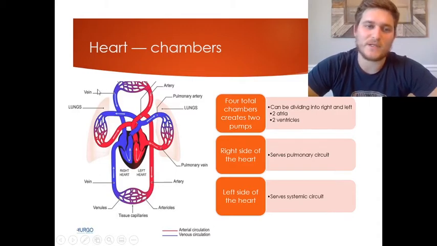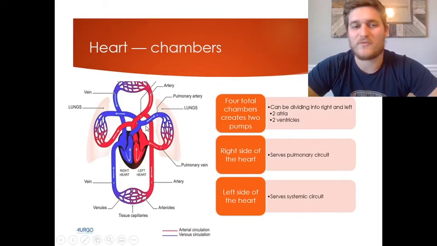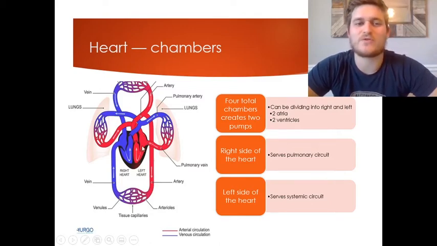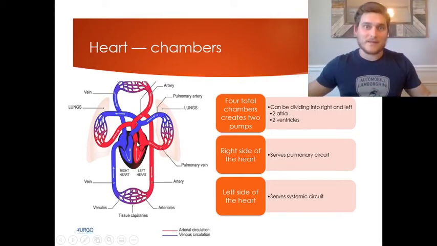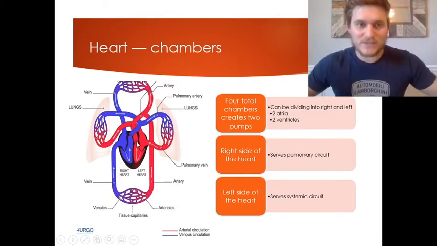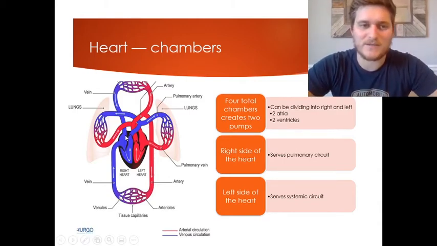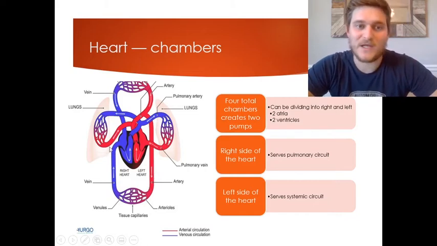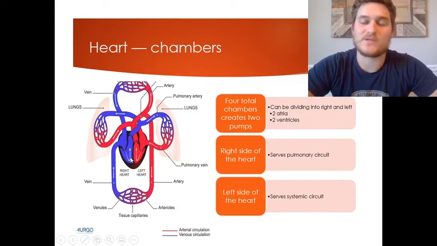And so once that blood comes through and is oxygenated and that CO2 is dumped off, then it returns right back to the heart through the left atria. And then once that blood enters the left atria, it's going to go down into the left ventricle, and the left ventricle is going to eject blood out to the rest of the body, to the systemic circuit. So again, that right side serves the pulmonary circuit, that left side serves the systemic circuit. Blood enters through the atria, and then the ventricles will help to eject blood out.